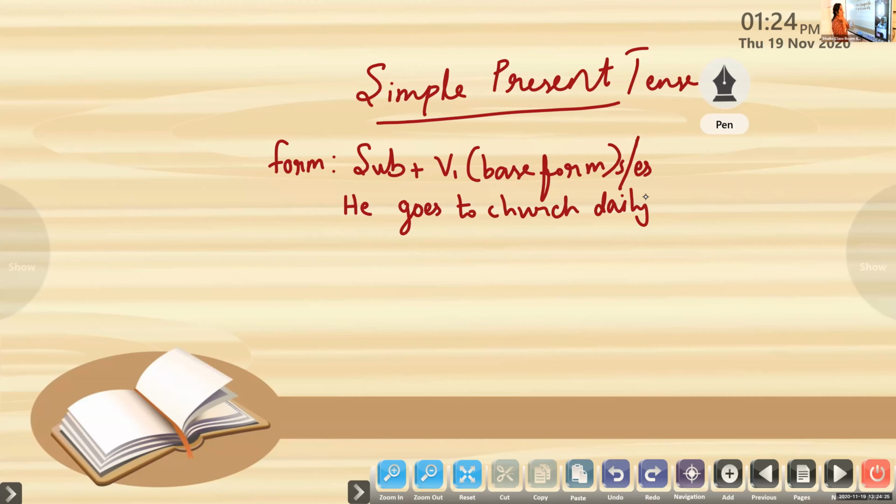See, we got a sentence in simple present tense. Subject is there and the base form of the verb is also there. We need to write all of this in the notebook.